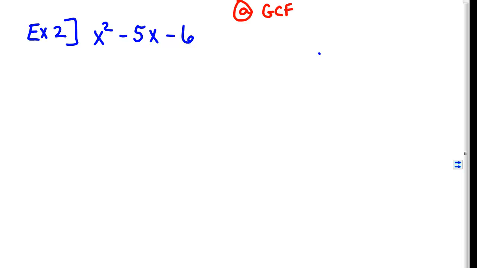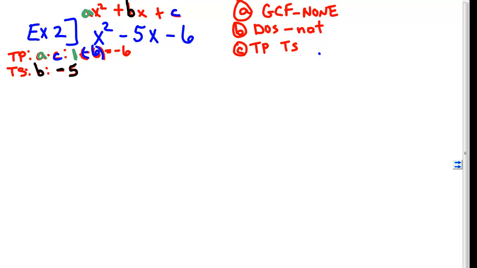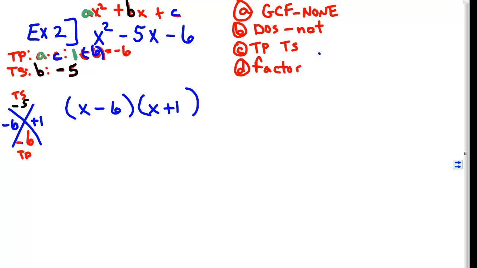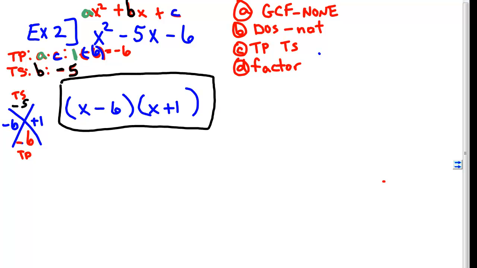We look for a GCF first. There is not one. Then we look to see if it's a difference of two squares, and it is not. So now we do target product, target sum. My target product is negative 6, my target sum is negative 5, and the two factors that multiply together to give me negative 6 but combine to give me negative 5 are negative 6 and 1. Those go in my factors, and I'm done.